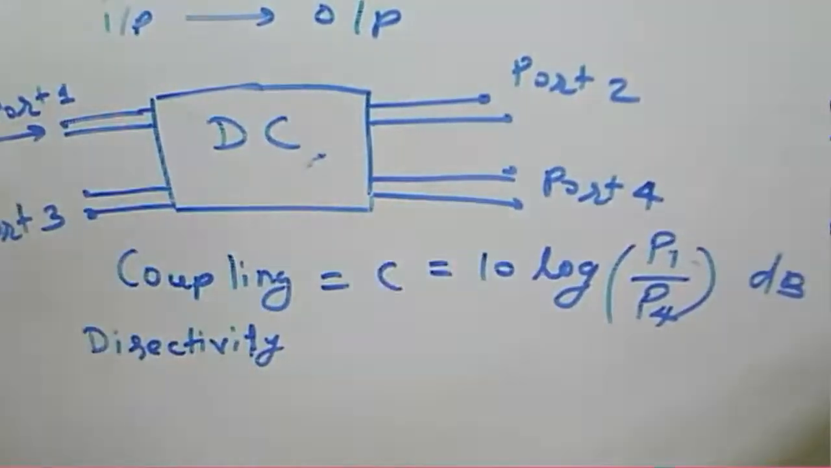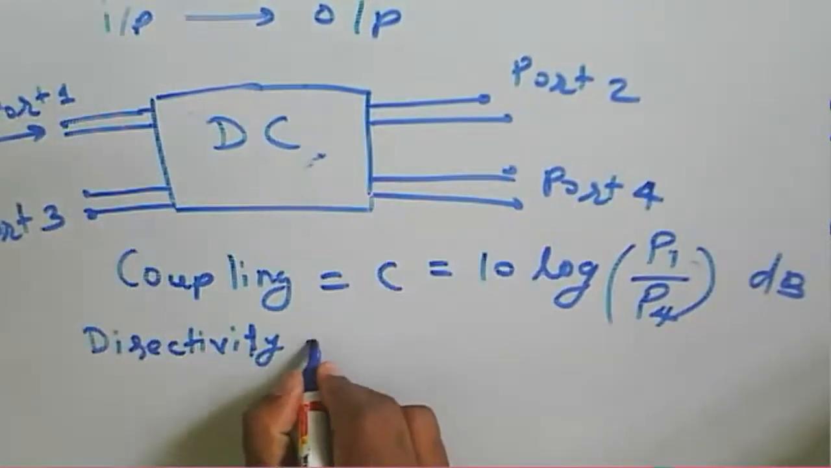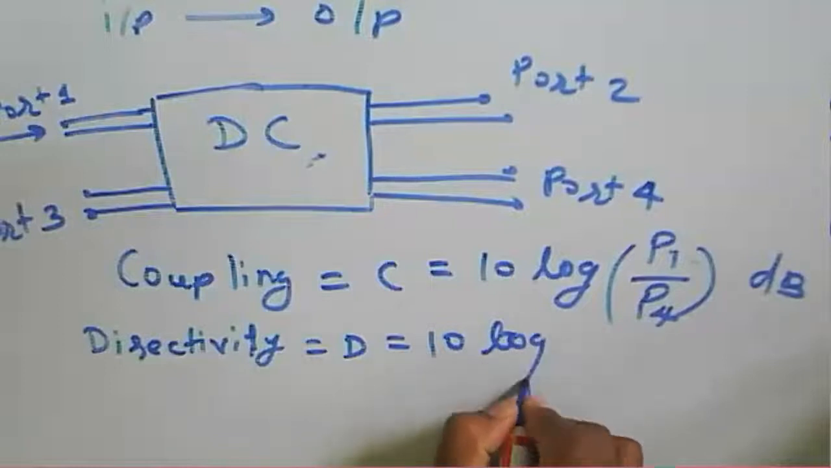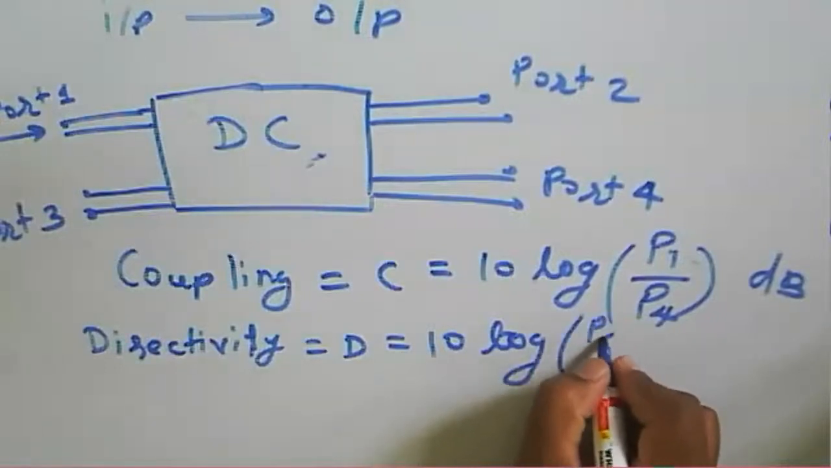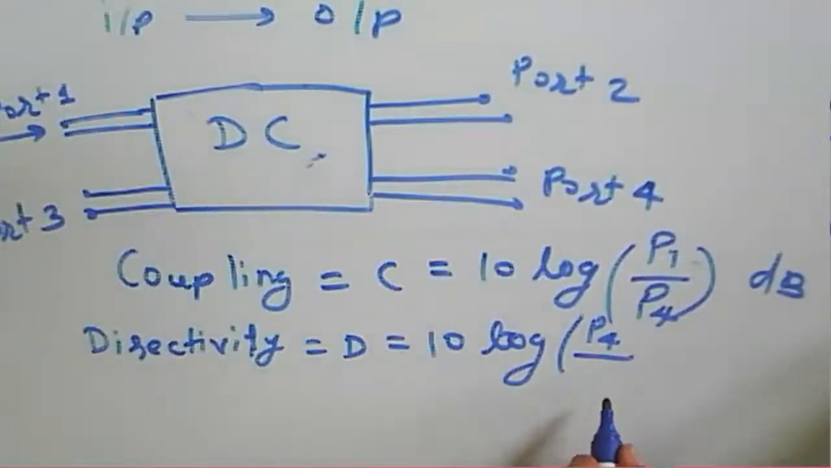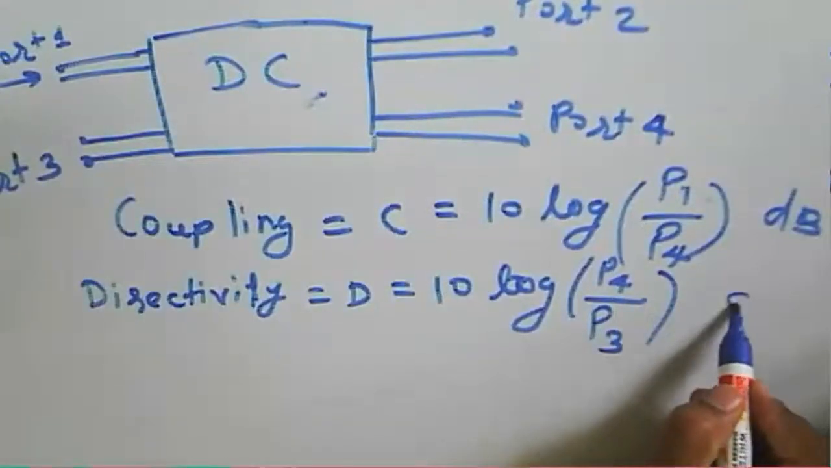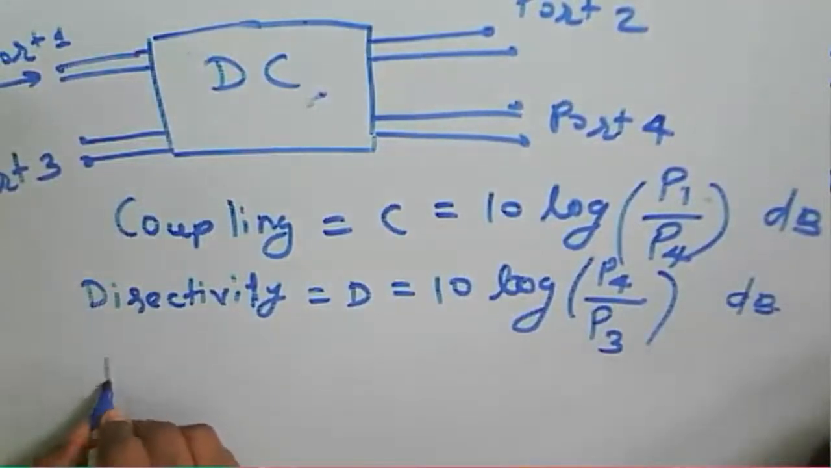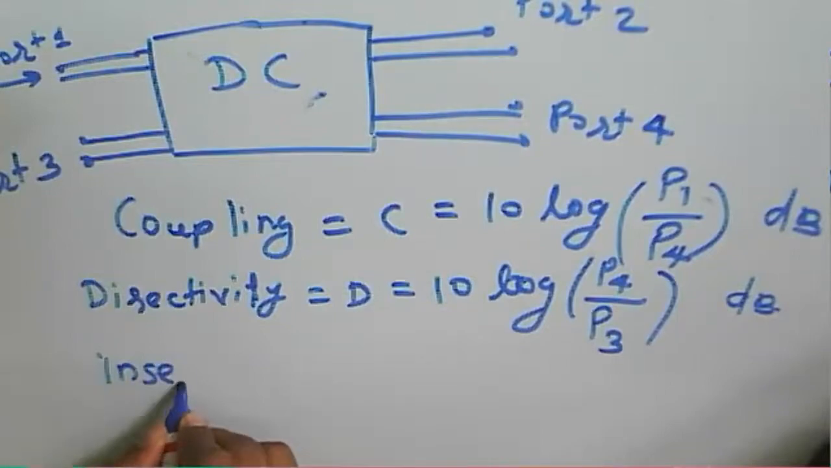So now directivity D is equal to 10 log of the forward wave power over the backward wave power, in dB. Then the insertion loss.